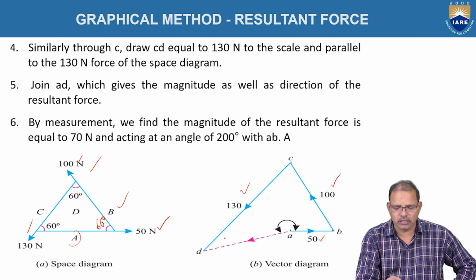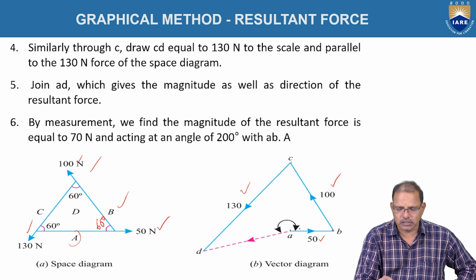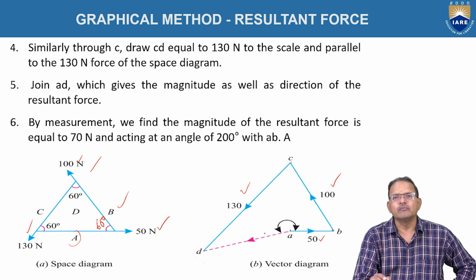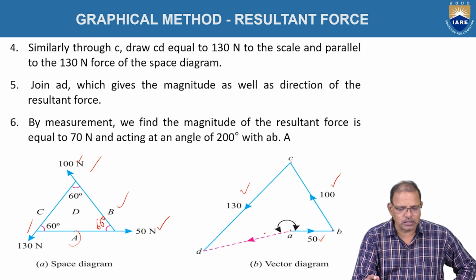Here the closing side of the polygon, that is we have to join D and A. DA is representing the resultant of these three forces, but it is acting in the opposite direction of the order. That is, the forces AB, BC and CD we have taken, but the resultant of all the forces is represented as AD, both in magnitude and direction.